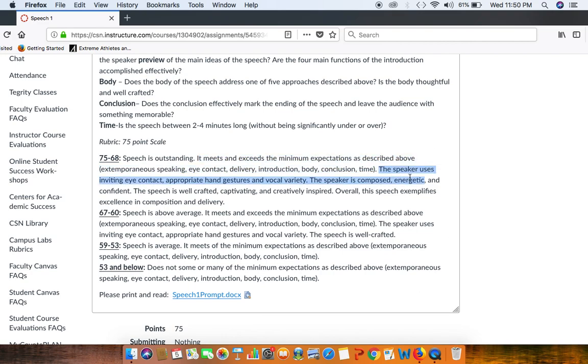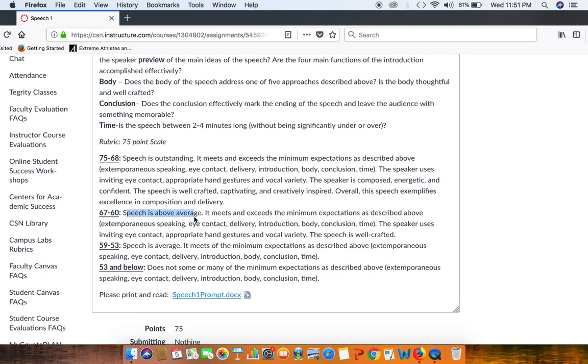So the speaker would have great eye contact, appropriate gestures, and vocal variety. The speaker would be composed and energetic and confident. The speech would be well crafted, right? Particularly like the body of the speech, captivating and creatively inspired. Yeah, go ahead and tell us a great story. This is a great opportunity for you to introduce yourself to the class and to tell a wonderful story in front of your 9-person audience, right? Overall, this speech exemplifies excellence in composition and delivery. So an A would exemplify excellence in all these areas.